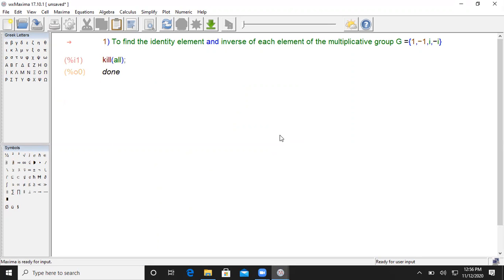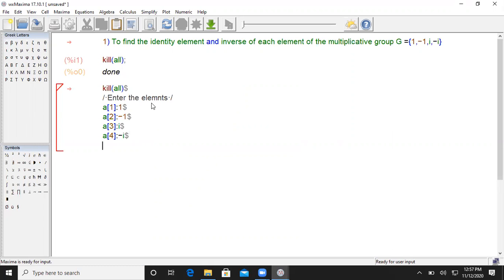Okay, so next, writing a program. As usual, quotation kill all and dollar symbol. Next, hash star, first term, enter the elements. They have given A1 is equal to the first term, 1. Okay, A1 is equal to 1, next dollar symbol. Next A2 is equal to minus 1 after the dollar symbol. Next A3 is equal to I, next dollar symbol. After that A4 is equal to minus I.